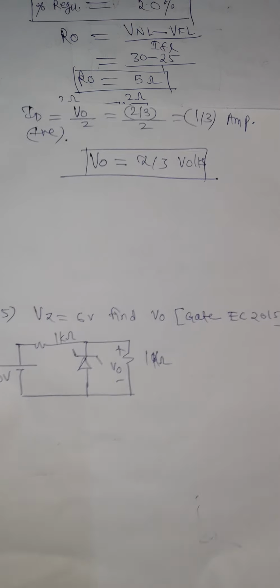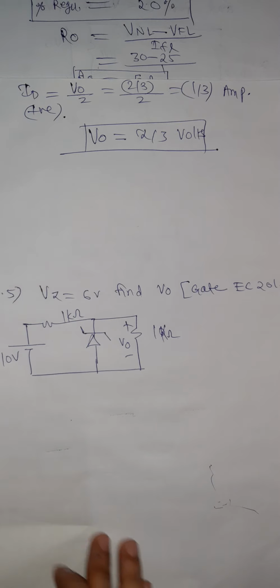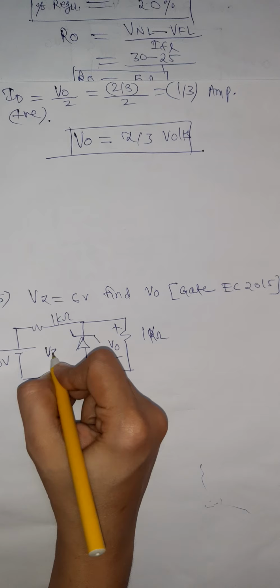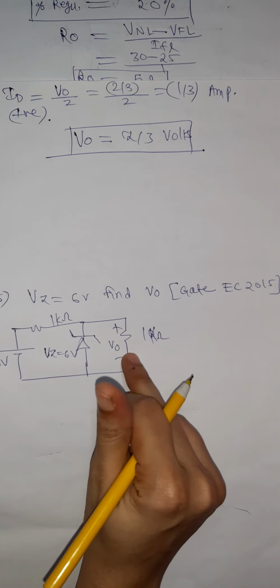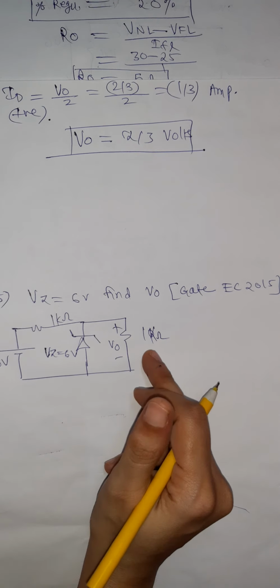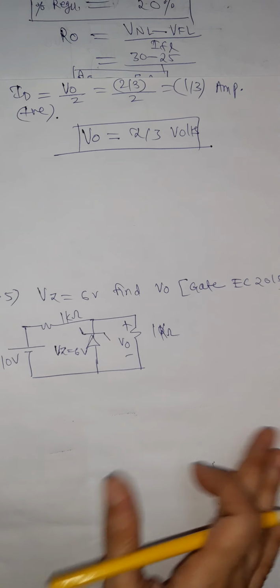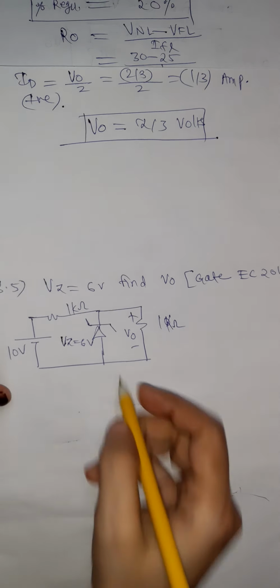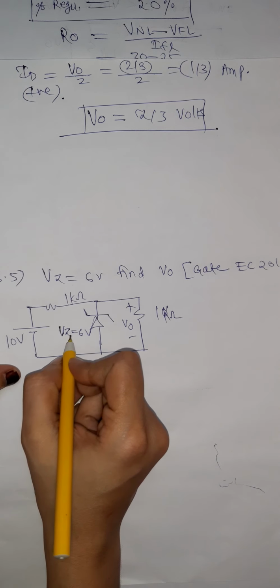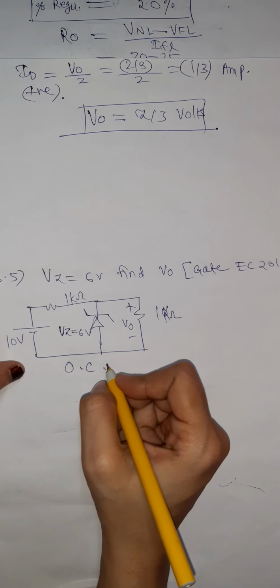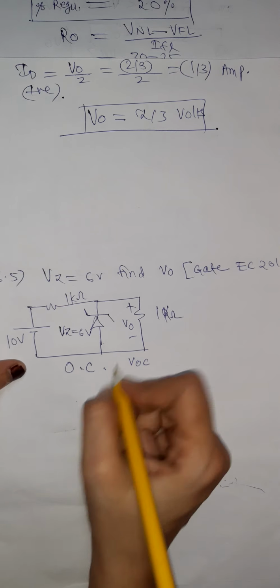Then the next question is asked in GATE EC 2015. A Zener diode is given having voltage across it 6 volts, and we are asked to find the voltage across this 1 kilo ohm resistor. First of all, I will check whether the Zener diode is on or off. So assume that the Zener diode is open circuited and find the open circuit voltage VOC across the Zener diode.